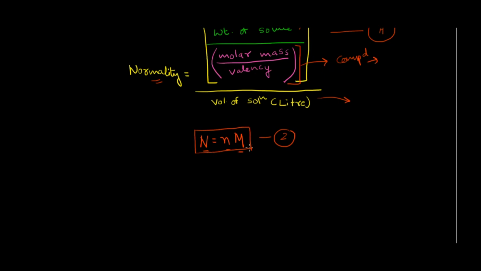And why is this important? Because sometimes you might have a solution that has given the normality and you want to know the molarity of that solution, or the solution has concentration in molar and you want to know the normality of that solution. So that is why it is important to know this equation. It is simple. Normality equals n factor into M, and n factor, again as I said, is the number of H plus ions or OH minus ions or sodium ions, whatever compound that we are talking about.